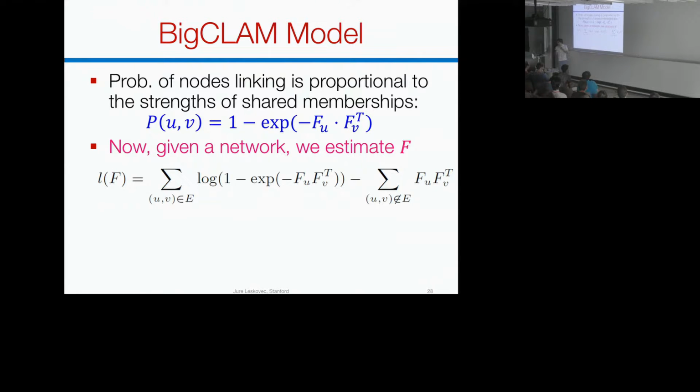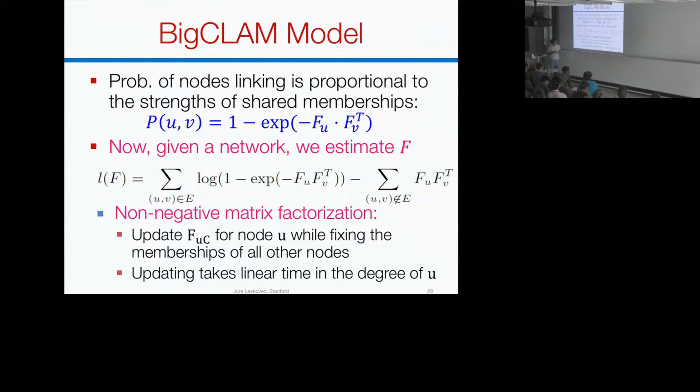Where does the data come into play? The data tells me what the set E is, what edges exist in the graph and what edges don't exist in the graph. I'm trying to make the probabilities of edges that I see in the network high, and the probabilities of edges that don't appear in the network low. I want these dot products to be low, and I want these dot products to be high. You can think of this as a kind of non-negative matrix factorization.